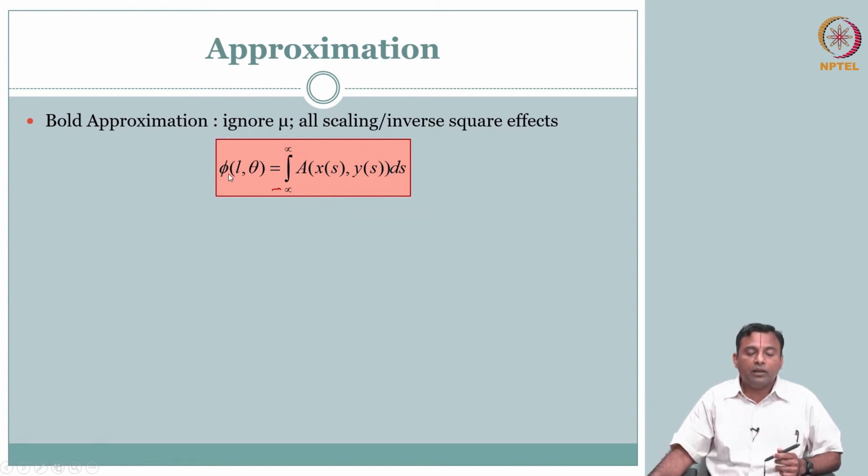What is your phi of L comma theta? It is a line integral, right. So, along this line is projected onto this point. Haven't we seen this before? Right, we have seen this before. This can be seen as your Radon transform. Only thing is we used g of L comma theta before.